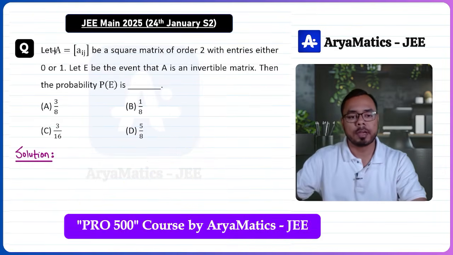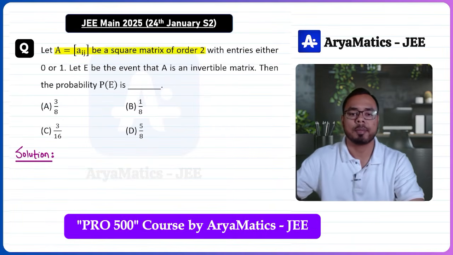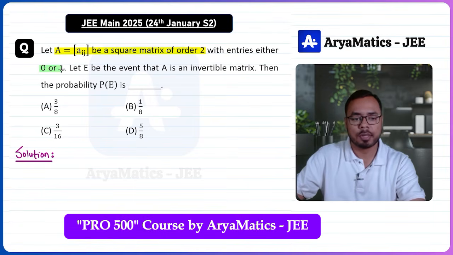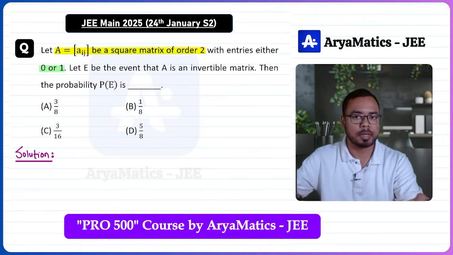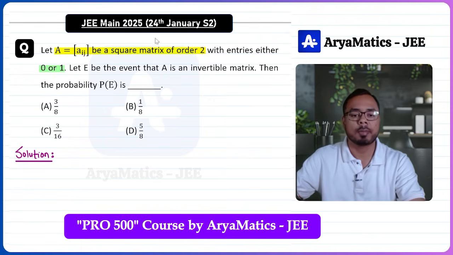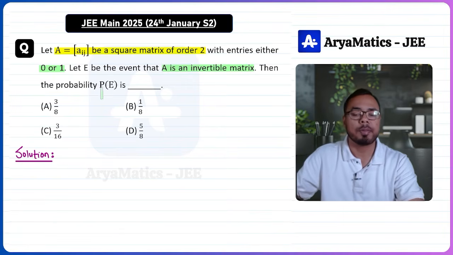Let A be a square matrix of order 2 with entries either 0 or 1. So we have a 2 cross 2 matrix and each entry is either 0 or 1. Let E be the event that matrix A is an invertible matrix. Invertible matrix means determinant of that matrix is non-zero. Then we have to find the probability of this event E.